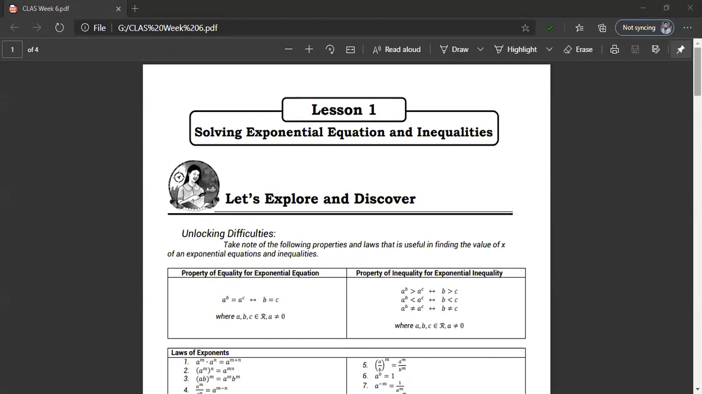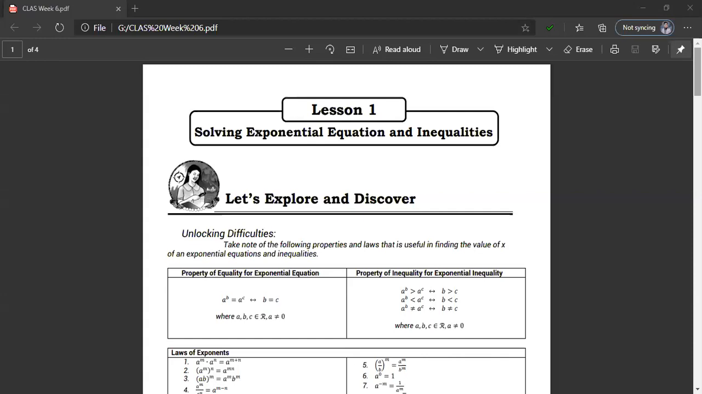I will have a discussion regarding our topic for today. So our topic for today is all about solving exponential equations and inequalities. So I actually gave your advisors the hard copy of our learning activity sheet.